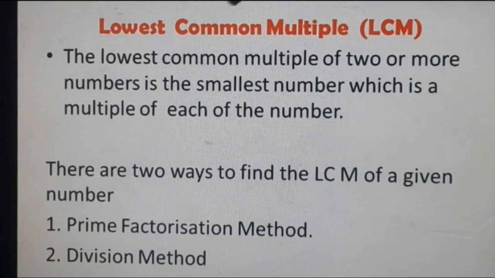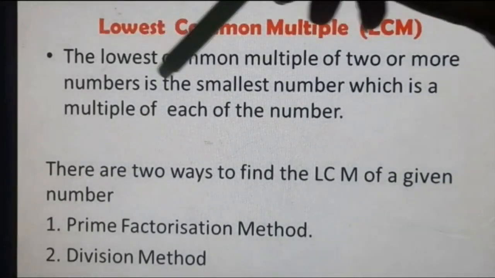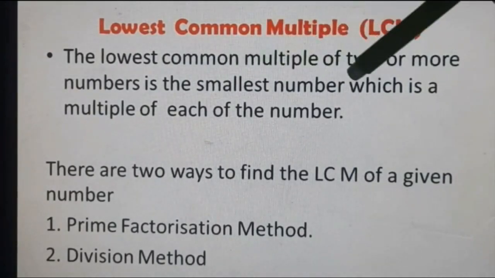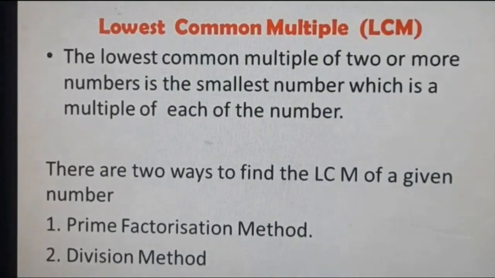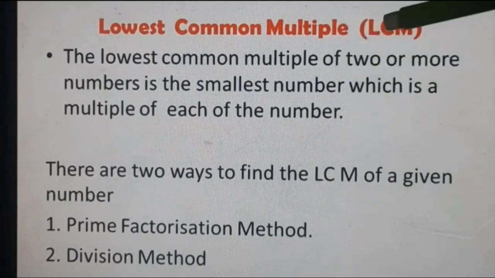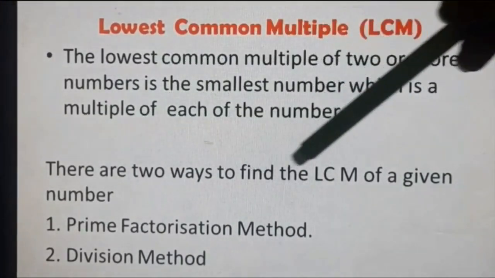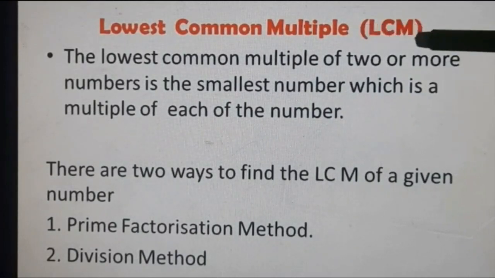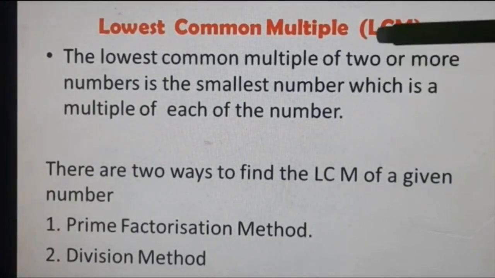Now, lowest common multiple, LCM. The lowest common multiple of two or more numbers is the smallest number which is a multiple of each of the given numbers. Understood? There are two ways to find the LCM of the given numbers. Number one is the prime factorization method and number two is the division method. It means least common multiple, the smallest multiple of the given numbers.